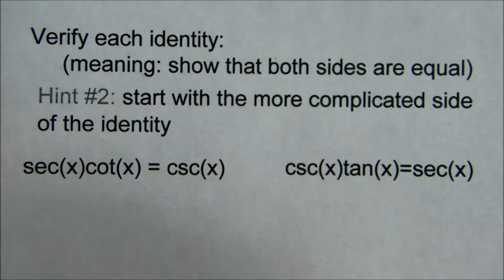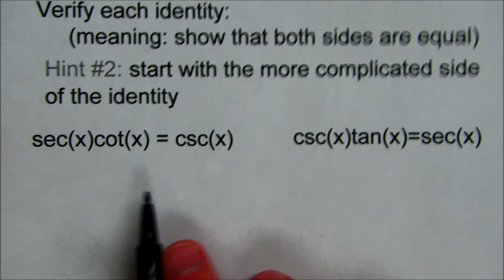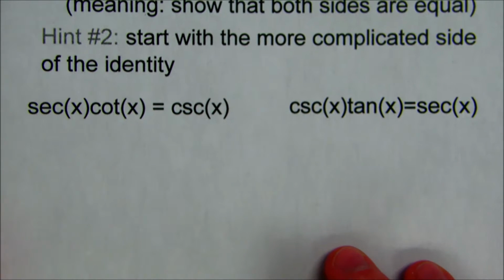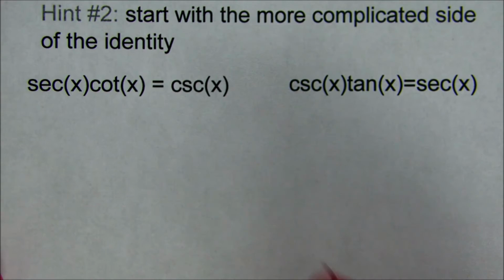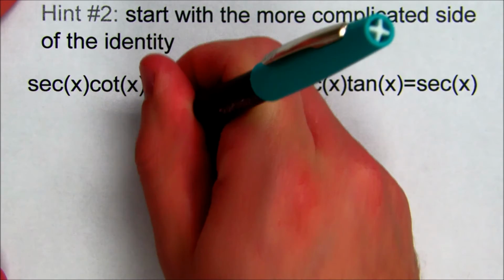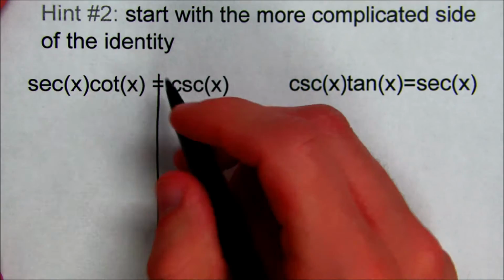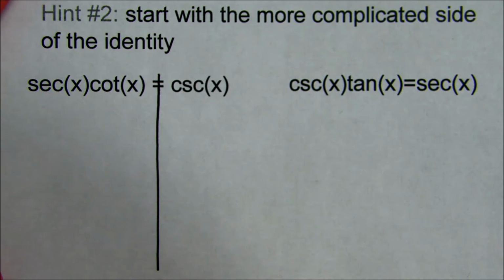Typically it's a lot easier to break something down and cancel out rather than to add more in and make things more complicated. So for example, I'm going to verify this identity. I've got secant x times cotangent x equals cosecant x. So I'm going to start with the left side. Since there are more things over here, I'm going to try and break this down, cancel things out, and hopefully I get down to cosecant of x.